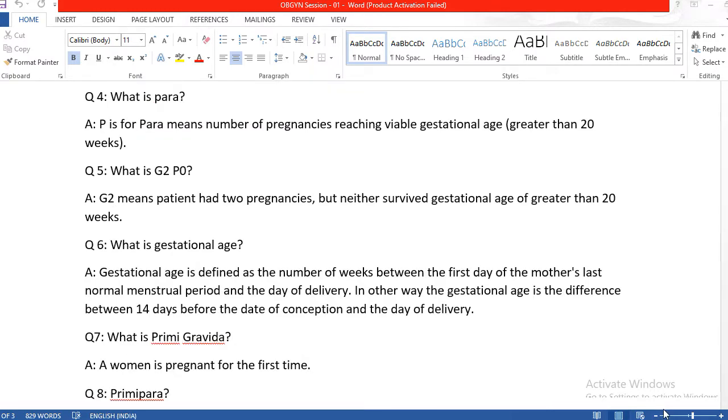Question 4. What is para? P is for para, meaning the number of pregnancies reaching viable gestational age greater than 20 weeks. So if it is greater than 20 weeks only, we can call it para.